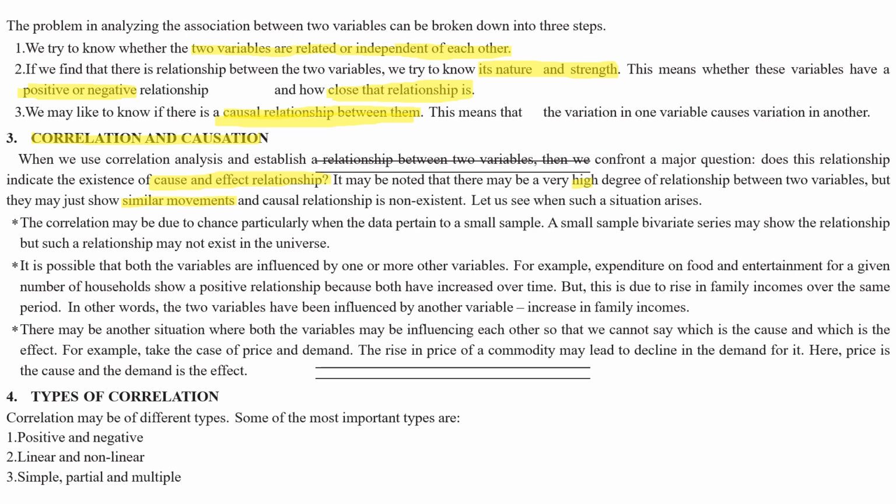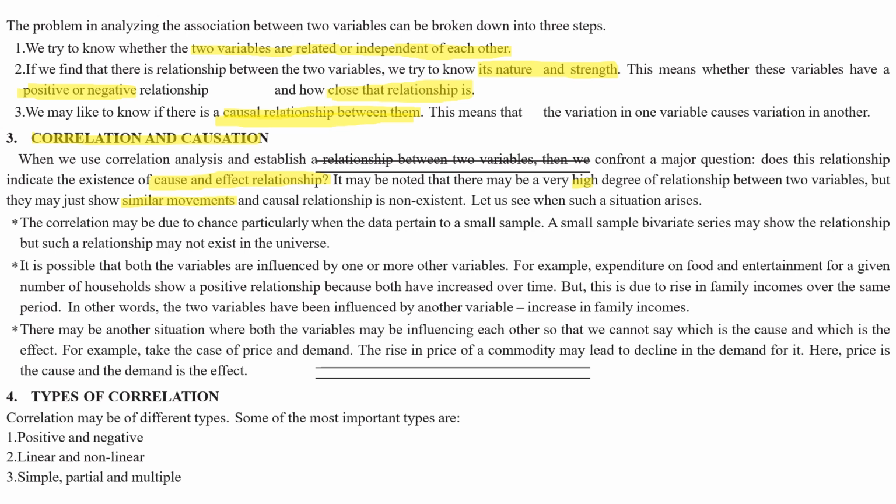See, the correlation may be due to chance, particularly when the data pertain to a small sample. A small sample bivariate series may show the relationship, but such a relationship may not exist in the universe. We have taken a small sample, but we cannot say that it will hold for the whole universe.